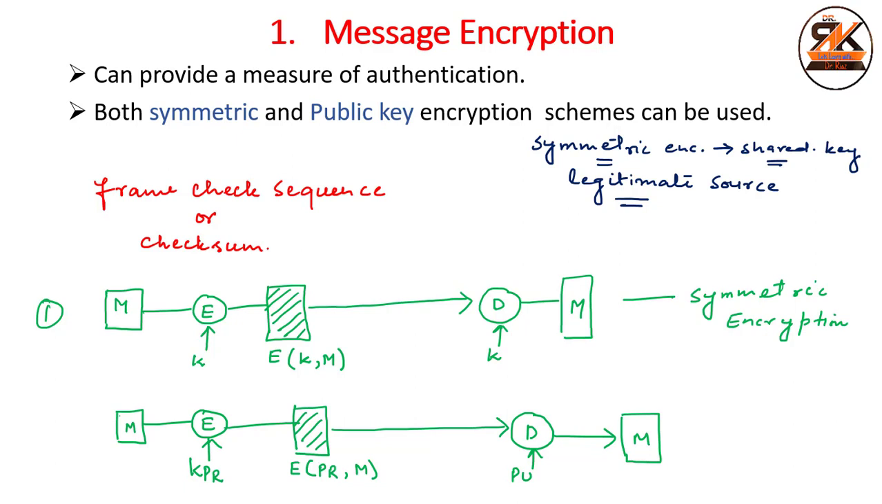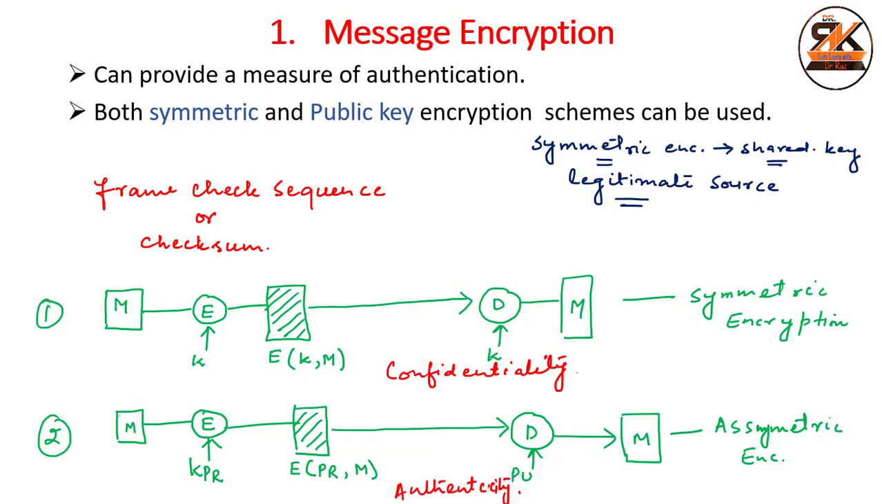Fine. So this is the scenario where we are using asymmetric encryption. The first scenario is providing us confidentiality, and the second scenario is providing us authenticity. You can also say that we are getting authenticity here as well, as we are encrypting this message.